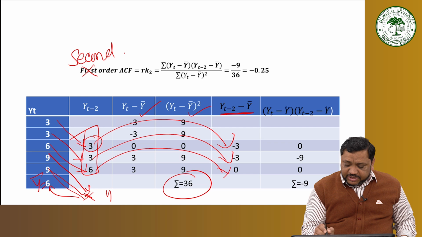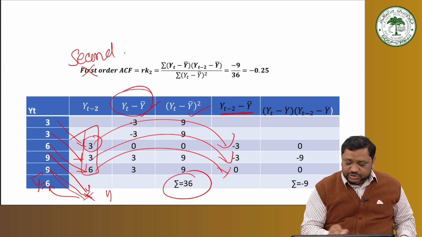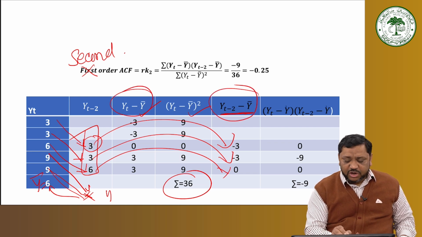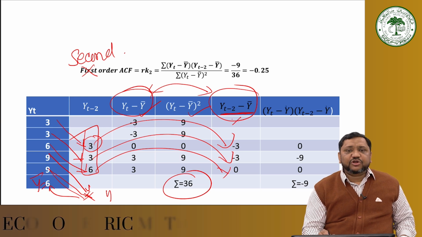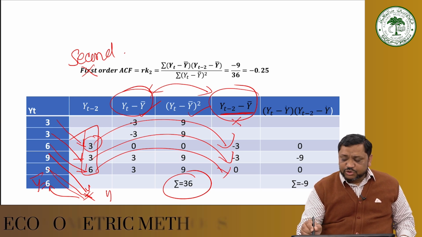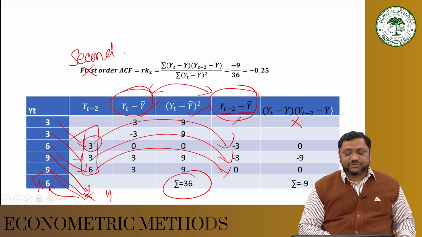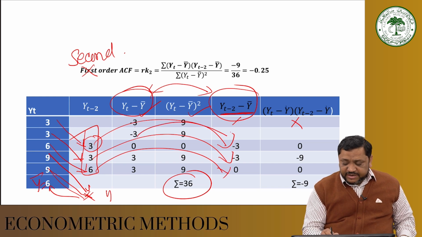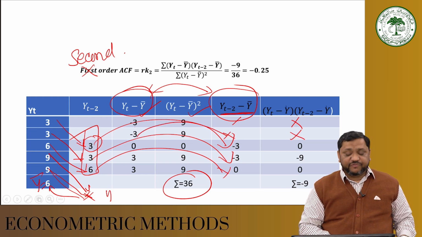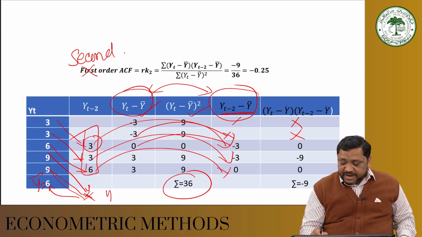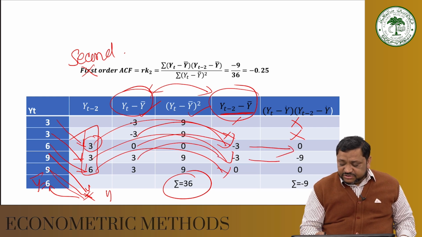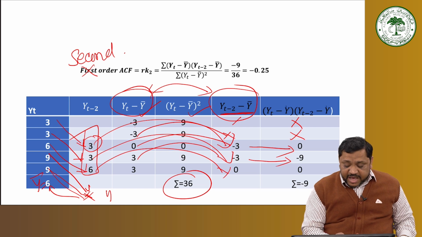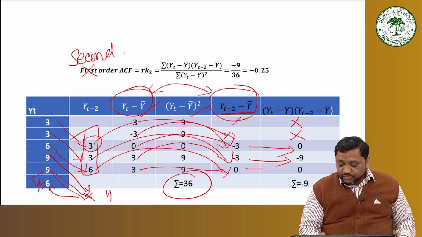Next, we multiply the terms of this column with the terms of this column. So minus 3 multiplied by this, which is not 0 but x, means there is no calculation, so we get an x over here. 3 multiplied by x, we again get an x. 0 multiplied by 3, we get 0. 3 multiplied by minus 3, we get minus 9. And 3 multiplied by 0, we get 0.